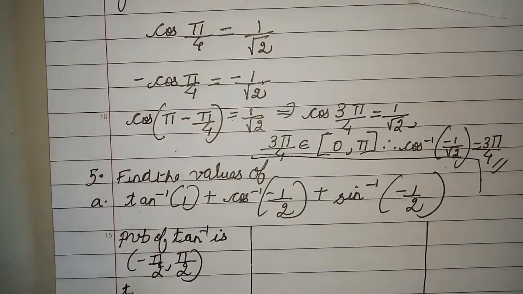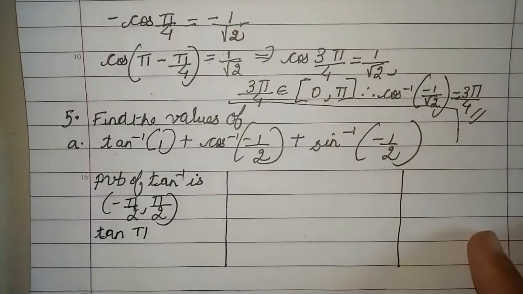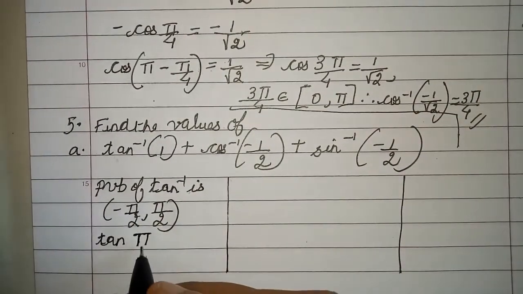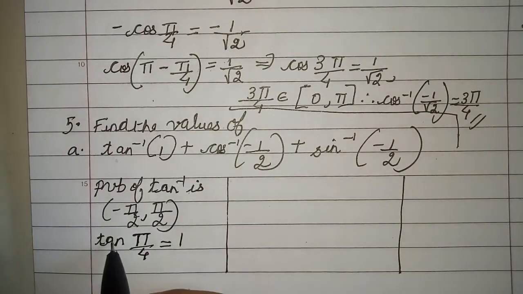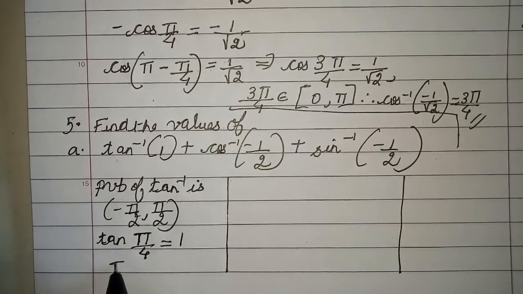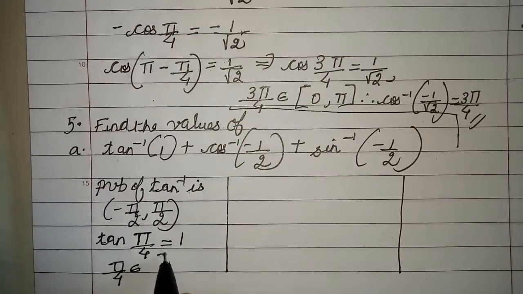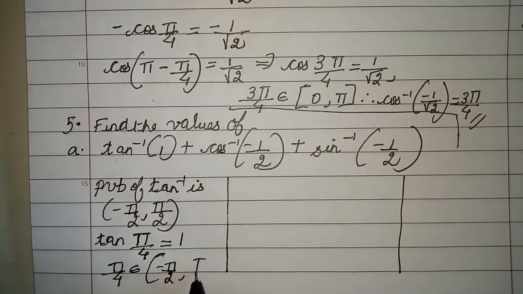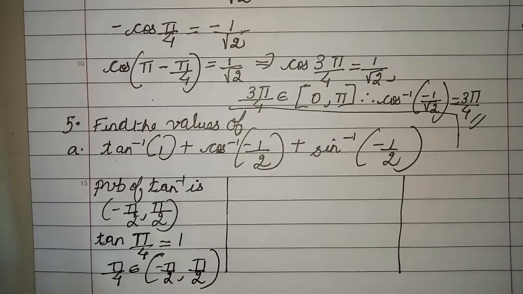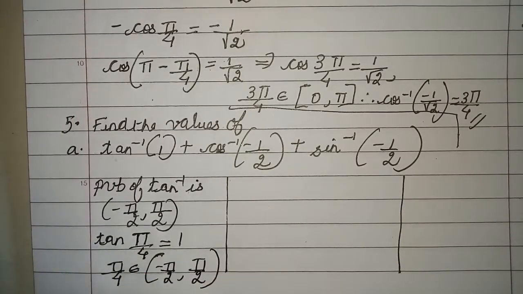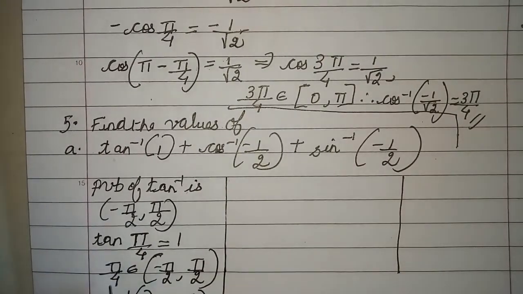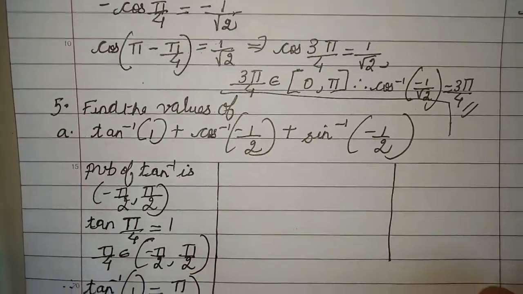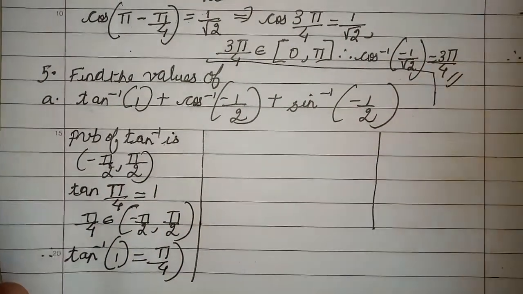So tan of what angle is 1? Tan of 45, right? Sin 45 is 1 by root 2, cos 45 is 1 by root 2, so tan 45 is 1. Now I want 1 this time, so for tan inverse, your pi by 4 should be in this range. You can see that pi by 4 belongs to minus pi by 2 to pi by 2, just falling in this range. So tan inverse of 1 will be pi by 4. And why am I checking this condition in the range? Only then I can make tan into tan inverse.